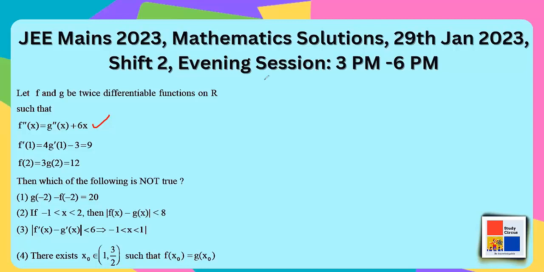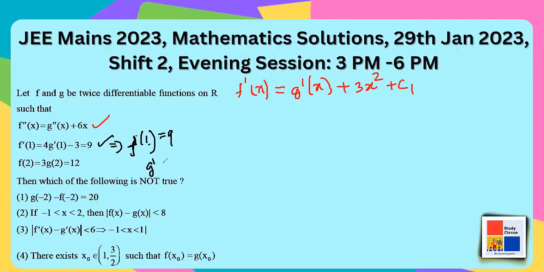So when we integrate both sides, I get f dash x is equal to g dash x plus the integral of 6, which is 6x square by 2, that is 3x square, plus c1, an integral constant. And then we have the values of f dash 1 and g dash 1 given. So from this, f dash 1 is given to be 9 and g dash 1 is given to be 12 upon 4, that is 3.